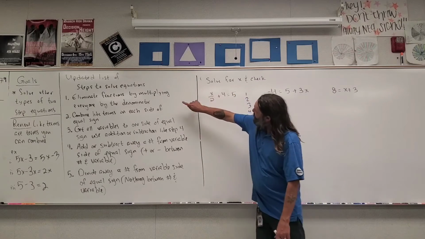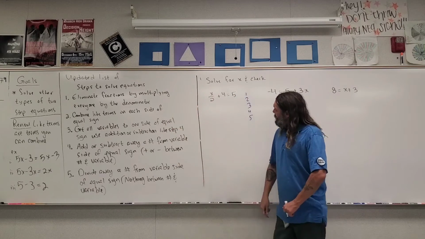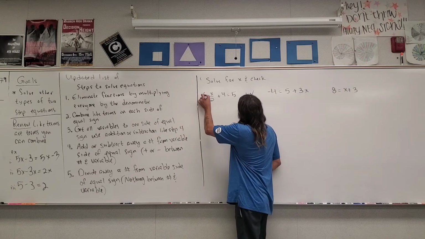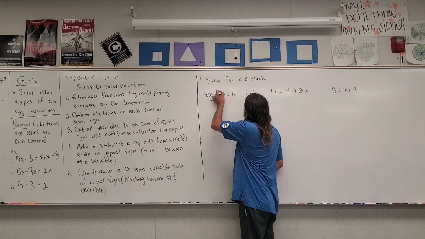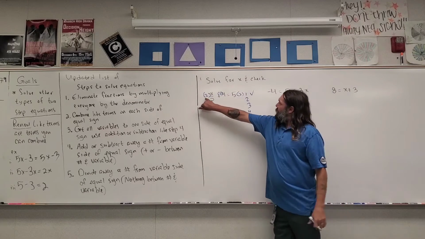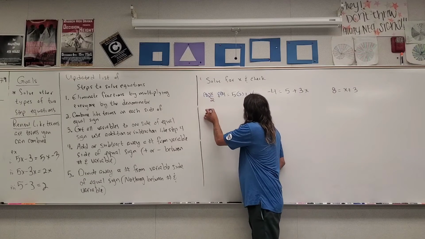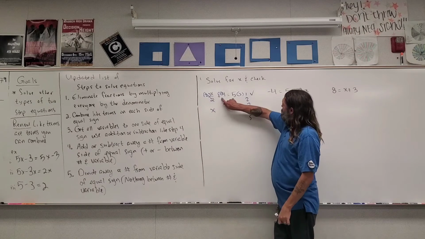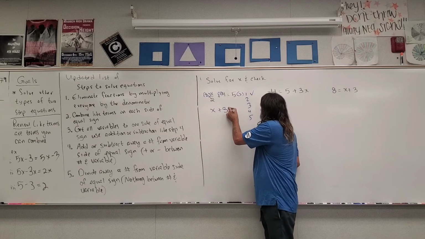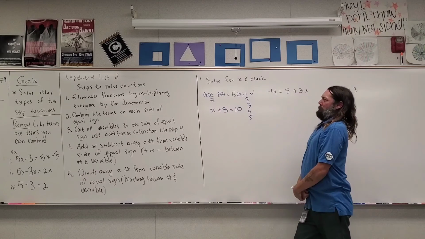Step 1. Can I eliminate fractions by multiplying everyone by the denominator? Yes, I can. So I'm going to multiply by 2, multiply by 2, and multiply by 2. So this 2 and this 2 cancel each other out, and now I'm just left with an x. 2 4s means that I'm left with an 8, and 5 2s means that I'm left with a 10.